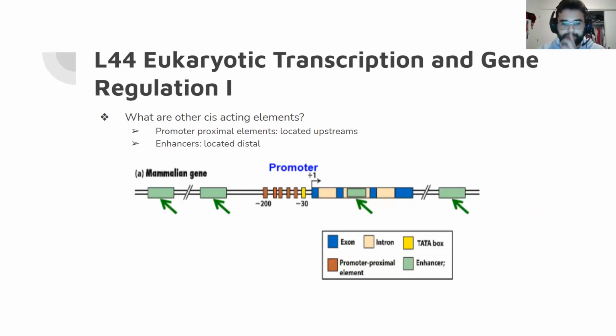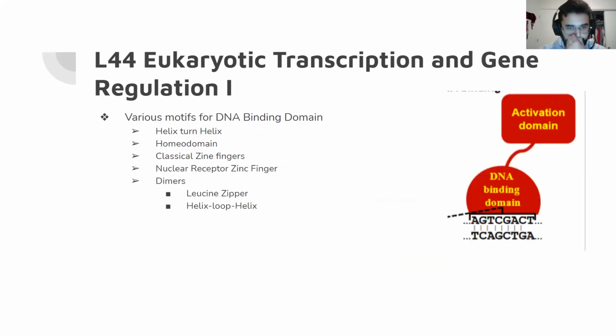So we talked about our cis-acting elements when we talked about prokaryotic transcription. For eukaryotic transcription, it's pretty much similar, except that we have something called promoter proximal elements, which are located upstream from our promoter site. So these are the areas right here. And we actually have enhancers, which are located distal from the promoter site and the +1 site of transcription. So these are going to become really, really important really soon.